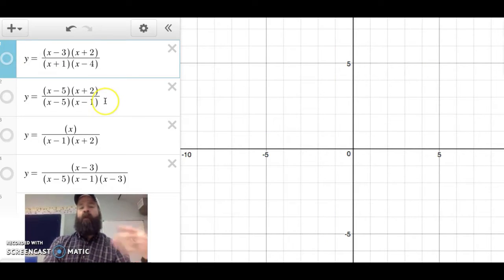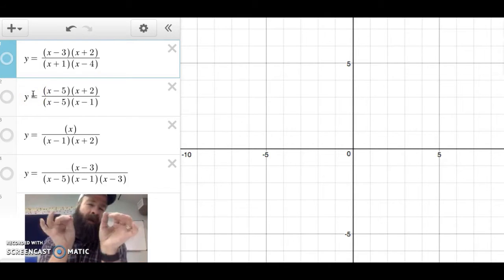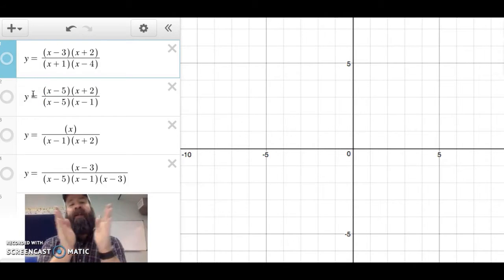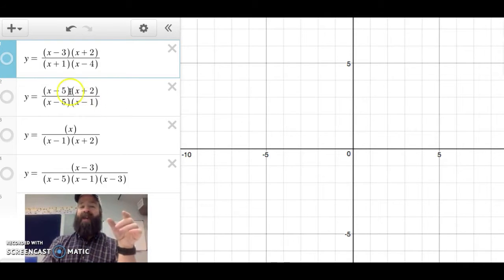So if I went to the second one, I will follow the same process. I let y equal 0, so this would be a 0. And then I multiply both sides by the common denominator. That would give me x minus 5 times x plus 2 equals 0. Now, that means that x would equal 5 and x equal negative 2. But remember, one of the things that we're supposed to do when we're solving a rational equation is to actually make sure that the solutions aren't excluded values. And if you check 5, it is an excluded value.